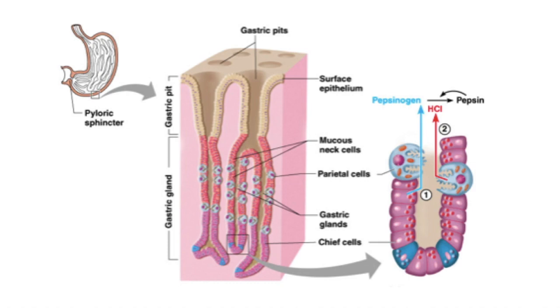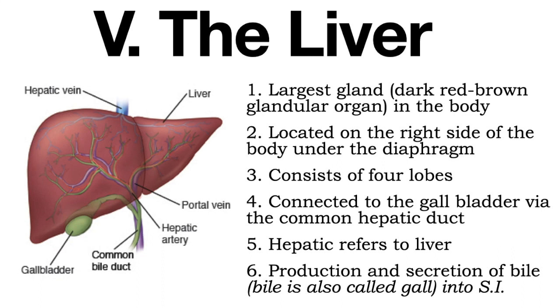You can see the chief cells that we talked about and the secretion of pepsinogen and hydrochloric acid. Now we're going to move into the liver. The liver is the largest gland. It's considered a glandular organ, so it's considered a gland. And a gland is a particular organ that secretes a specific substance. So in this case, it's going to be secreting bile.